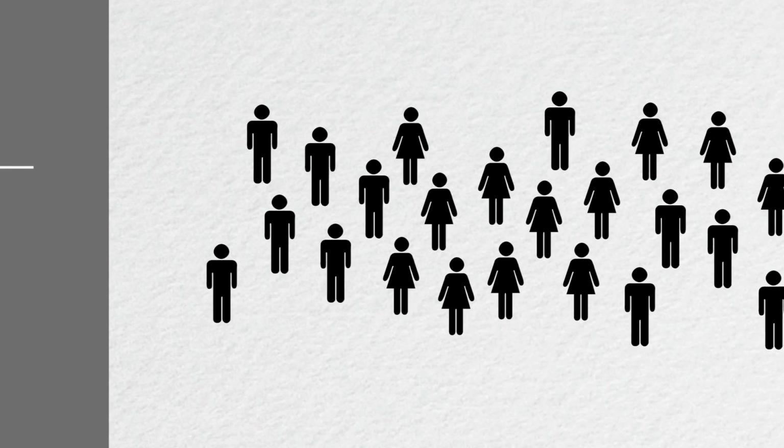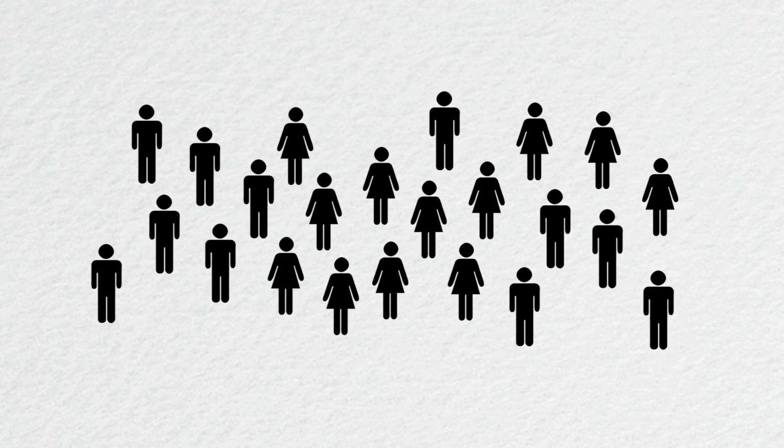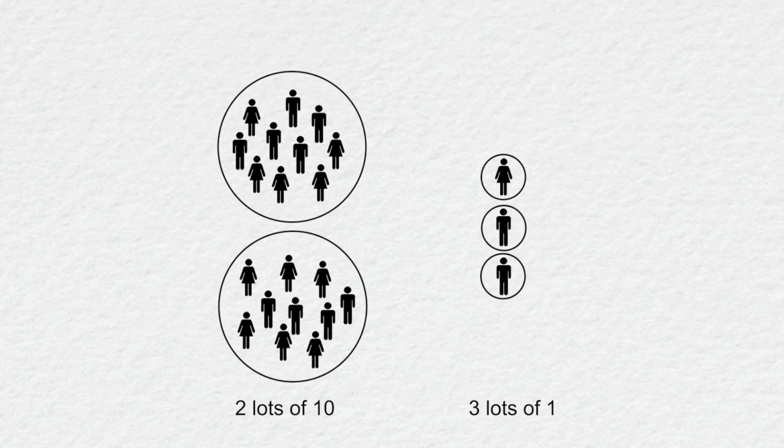Well, imagine an event and we count how many people attend the event. Here we have counted 23 people. How can we represent this in our base 10 system? We group the 23 people like this, where we have 2 lots of 10 people and 3 lots of 1 person. Now let's put this into our base 10 structure. So we have 2 lots of tens and 3 lots of units.